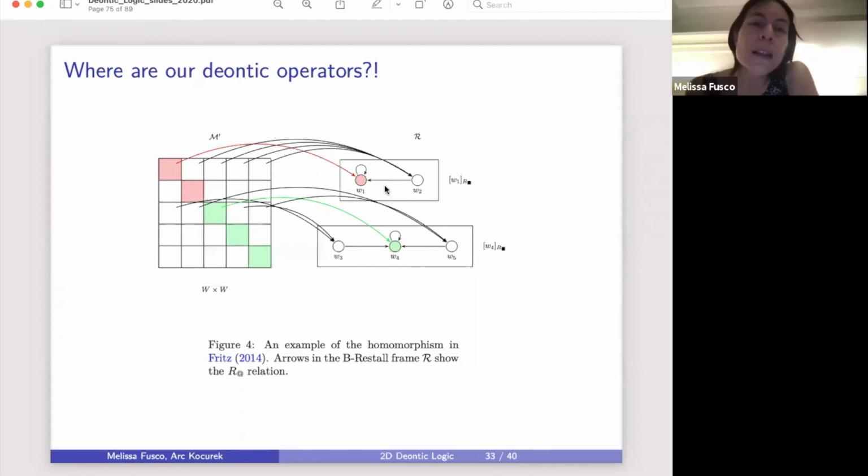Let's take a look at the Fritz homomorphism again. These boxes were the S5 cells that you get for epistemic, for metaphysical possibility, and they're approximated by rows of the matrix. So what we want to do is take these rows and then add non-trivial R relations. Not this one with the black arrows, because that's actuality, that's the actually operator, but it could look like that.